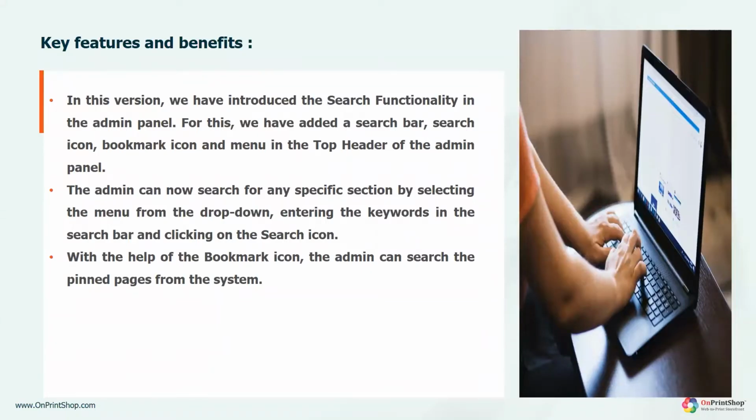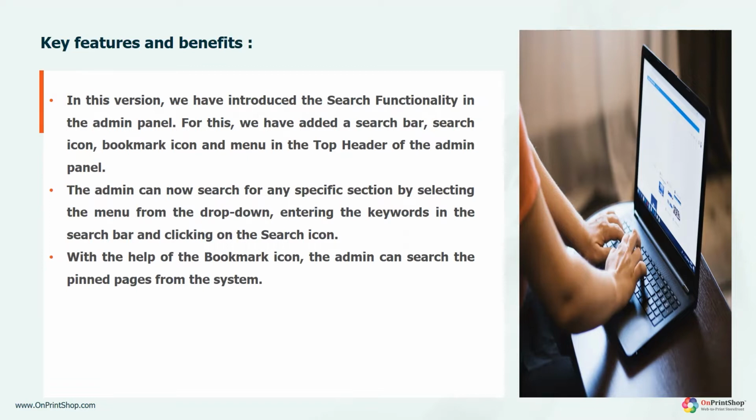In this version, we have introduced the search functionality in the admin panel. For this, we have added a search bar, search icon, bookmark icon, and menu in the top header of the admin panel. The admin can now search for any specific section by selecting the menu from the drop-down, entering the keywords in the search bar, and clicking on the search icon. With the help of the bookmark icon, the admin can search the pinned pages from the system.